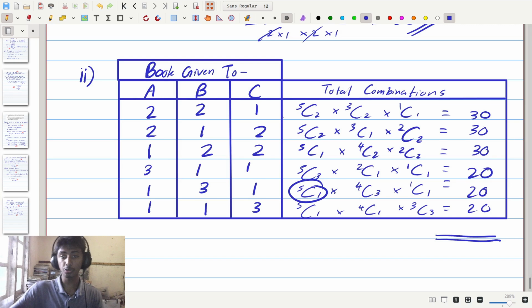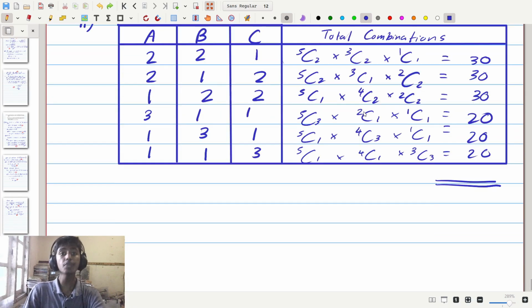This is going to be 5 choose 1, which is 5. This is going to be 4 choose 3, which is the same as 4 choose 1, which is going to be 4. So we have 5 times 4, which is 20, times 1, which is going to be 20. For the next one, 5 choose 1 is going to be 5. 4 choose 1 is going to be 4. So therefore we have 20 times 1, which is going to be 20. So therefore the answer is going to be 30, 30, 30 here, and 20, 20, 20 here.